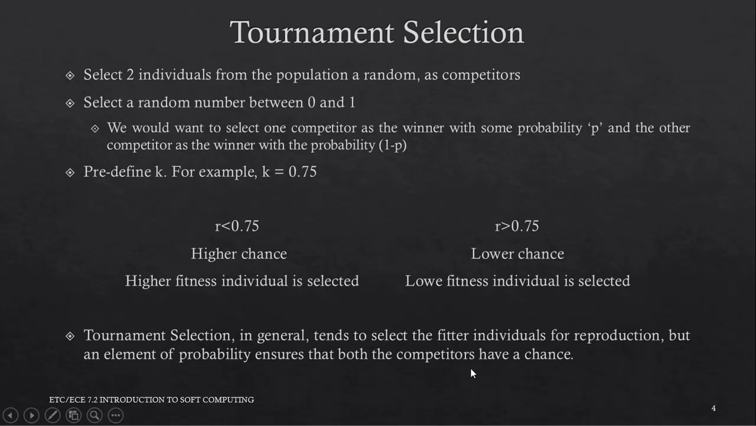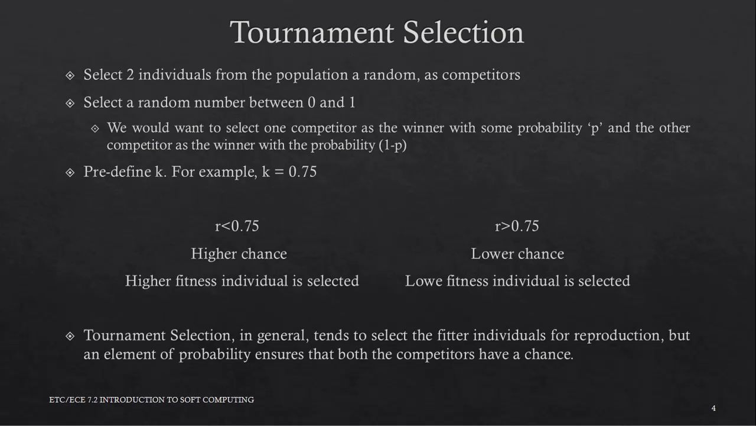Eventually, it is a mix of genetic information from both fit and not so fit individuals that is carried forward to the next generation. However, since the probabilities are such that they bias the selection process towards the fitter individuals, the average fitness of the population tends to increase from generation to generation. I hope the concept of tournament selection with this is clear.